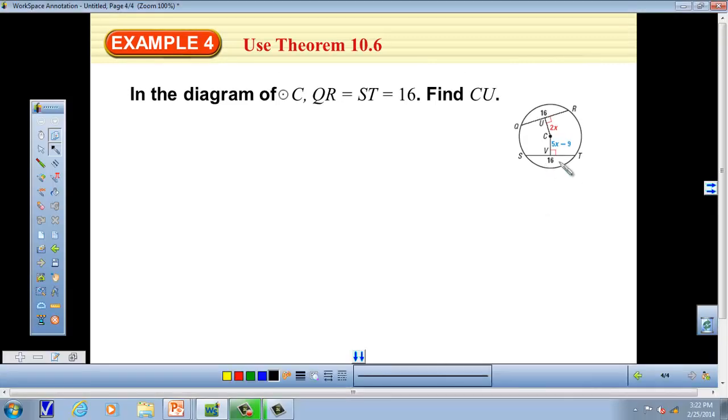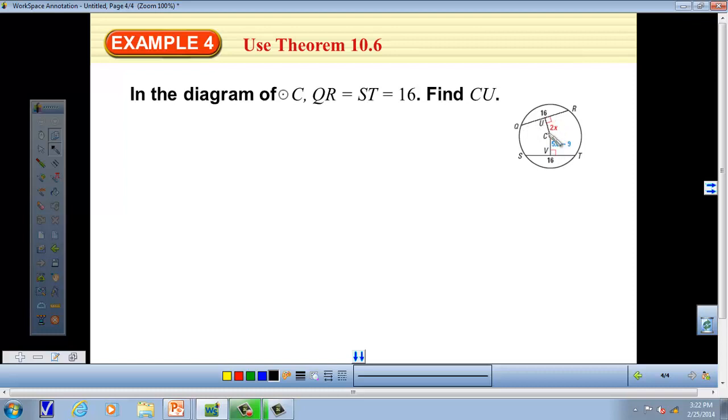And by the way, just for later reference, since this is perpendicular and going through the center of the circle, it would also cut this chord in half, so SV would be 8 and VT would be 8, UR would be 8, and QU would be 8.